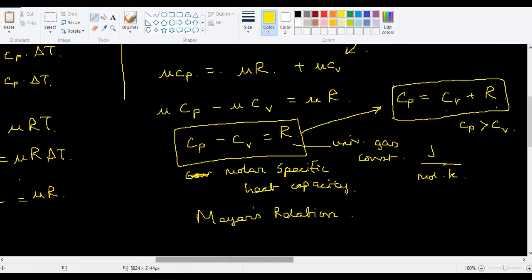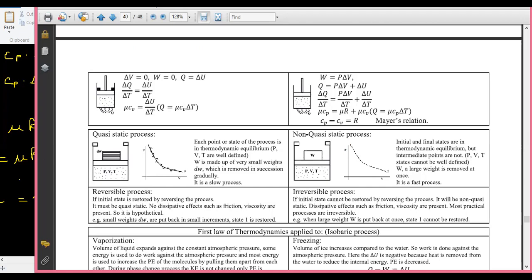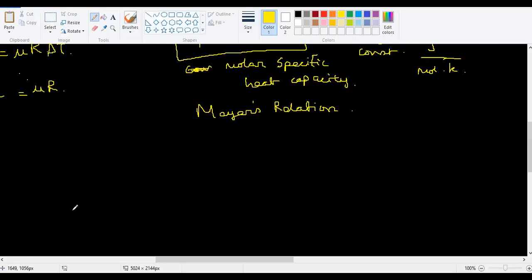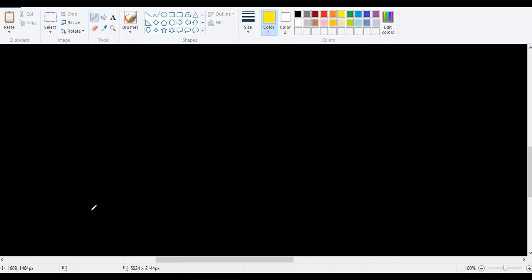Okay, then let's talk about quasi-static process and non-quasi-static process. Quasi means something like almost. The static process means the values are not changing. So it's a very simple concept. It's a theoretical way of trying to make a practical thing into a steady state theoretical situation. Okay, so what do you mean by that?